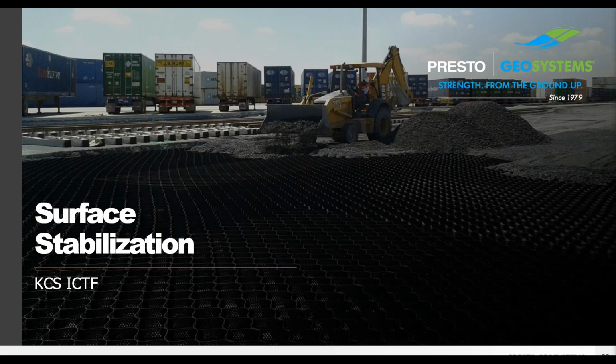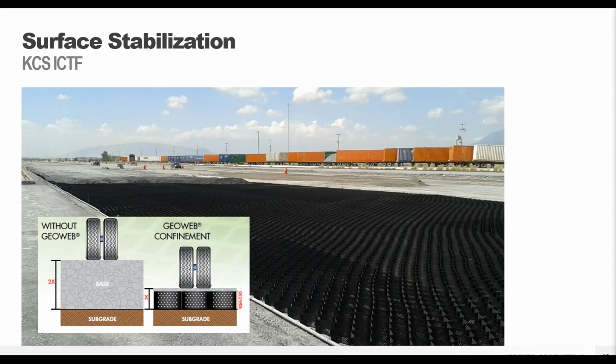Then one last application here. This is a storage yard in Mexico for the Kansas City Railroad. The original design called for 16 inches of reinforced concrete, but the cost was way over budget, as one can imagine, and the railroad was looking for a value engineering solution. So we worked closely with the engineer to come up with a GeoWeb solution to eliminate that concrete wear surface, but still able to support 80-ton reach stacker loadings.